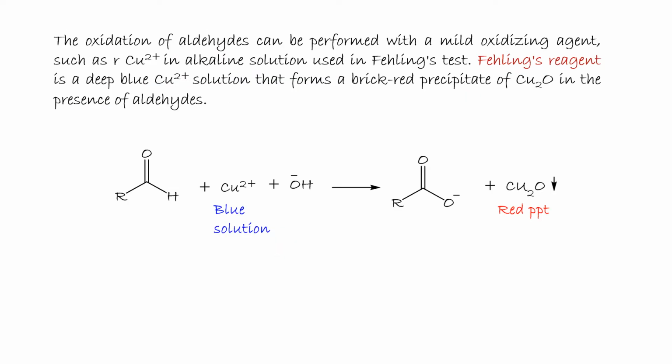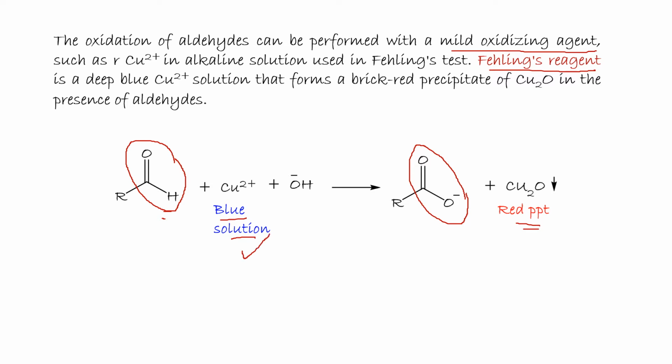The oxidation of aldehydes can be performed with a mild oxidizing agent like Fehling reagent. It's a basic solution of copper sulfate. It's blue in color. When it reacts with an aldehyde, it transfers the aldehyde to carboxylate, and copper 2 becomes copper 1. Copper 1 oxide is a red precipitate. So we turn from a blue solution to a clear solution with a red precipitate of copper 1 oxide.